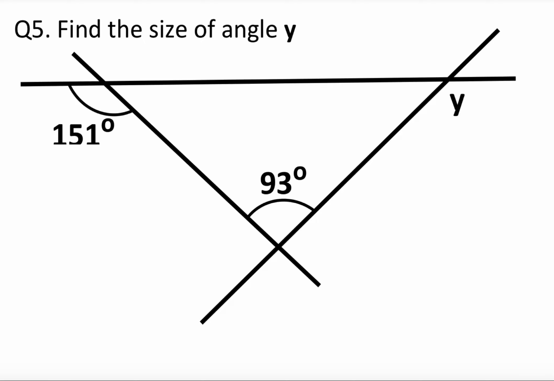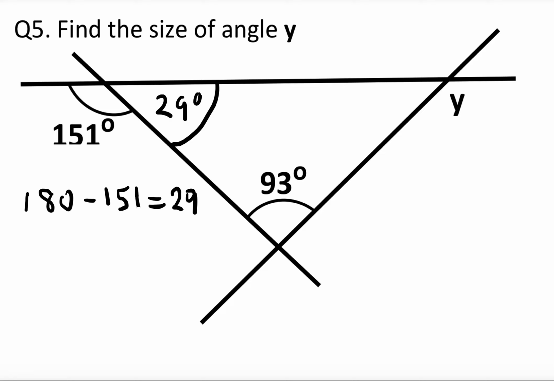So we can use all of our rules. We know in a straight line there's 180 degrees. So if we look at the left here, we've got 151 degrees. It's on a straight line, so we can find the missing angle for that. So if we put 180 minus 151, that's going to equal 29. So the missing angle up here is going to be 29 degrees.